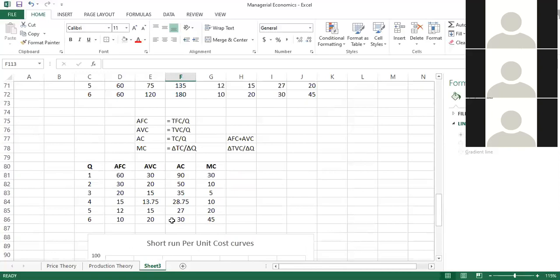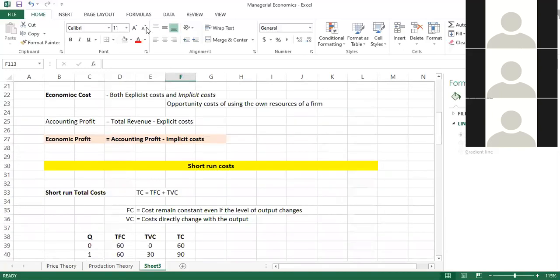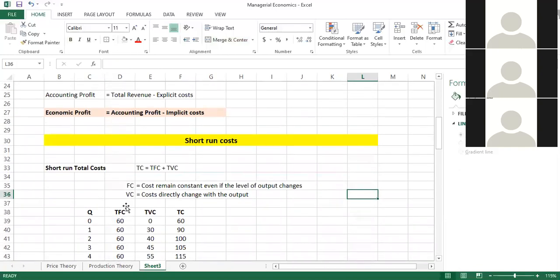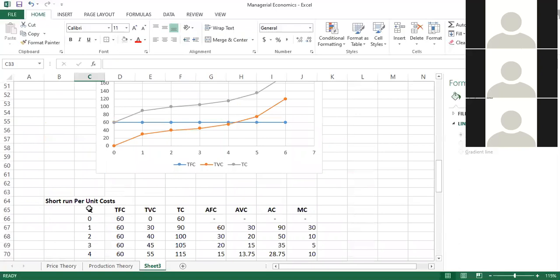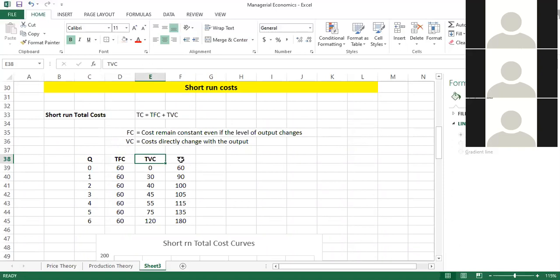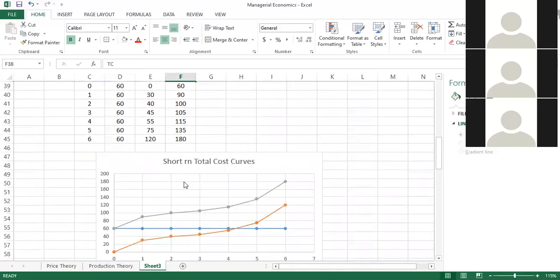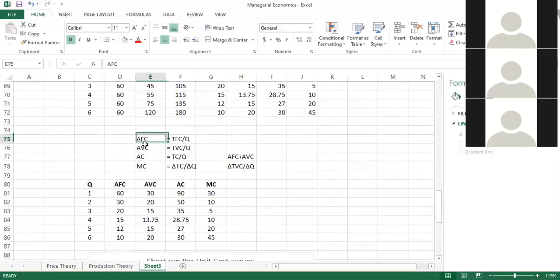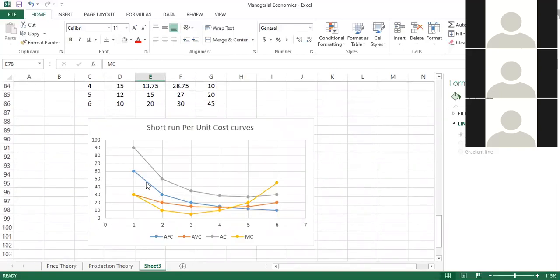So these are the main short run cost functions: short run total cost and short run per unit cost. Under short run total cost, we mainly analyze total fixed cost, total variable cost, and total cost. But there are 4 per unit cost curves. As we discussed earlier, average fixed cost continuously decreases, but all the other per unit cost curves decrease at the beginning and start to increase.